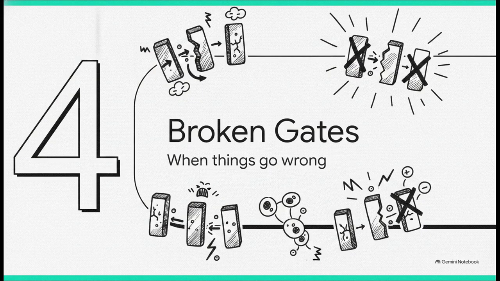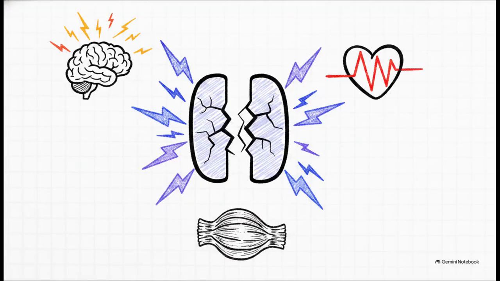All right, moving on to Section 4, when gates break down. We've been looking at how things work perfectly, but when ion channels are disrupted by genetic mutations, they cause a whole category of severe human diseases known as channelopathies.